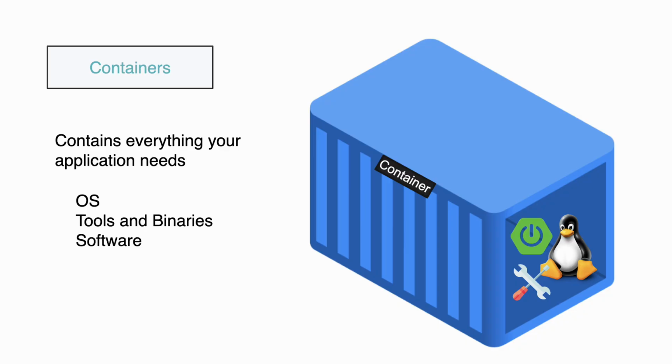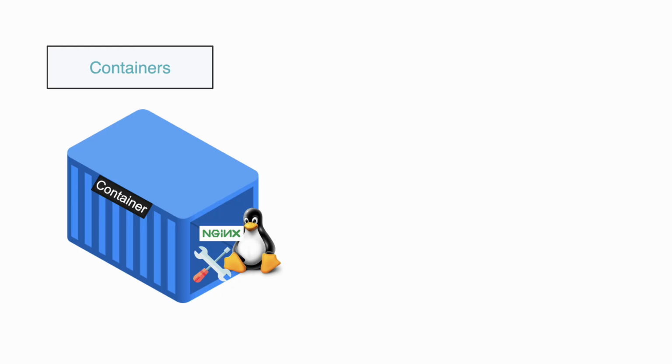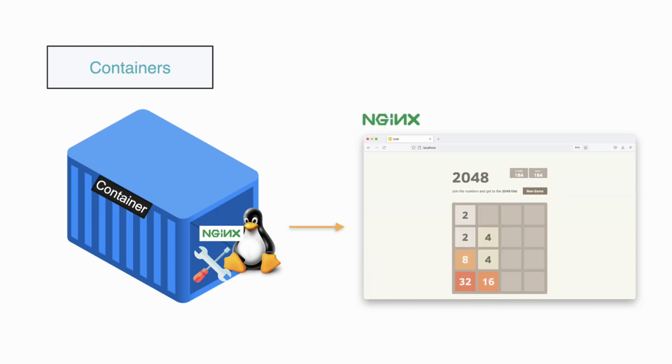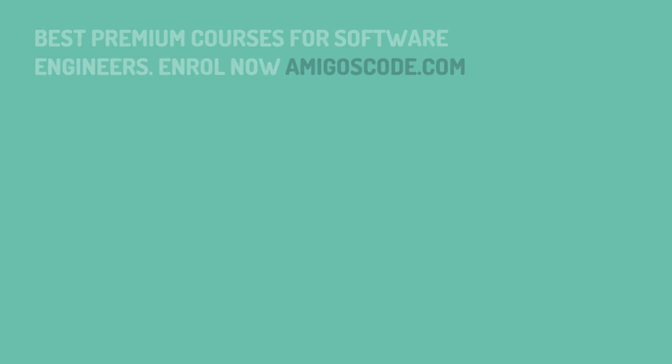So it contains the operating system, tools and binaries, and software. So when we run the command docker run, and then I said Amigoscode/2048, what that gave us, it gave us the application right here. So on the left hand side is the container, and then on the right hand side is the actual application that the user interacts with.